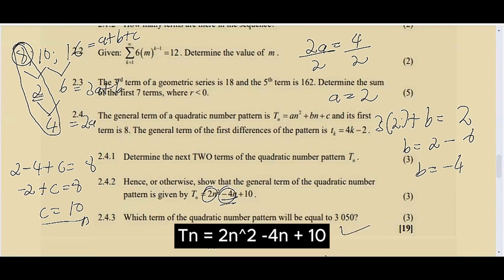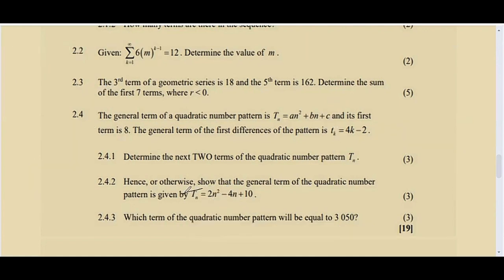So it is correct. Then 2.4.3 says, which term of the quadratic number pattern will be equal to 3050? Easy peasy also with this one. All you have to do is take this general term here and equate it to 3050. So there was really no excuse if you were unable to get this one.